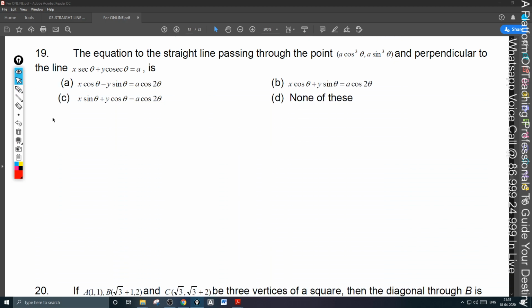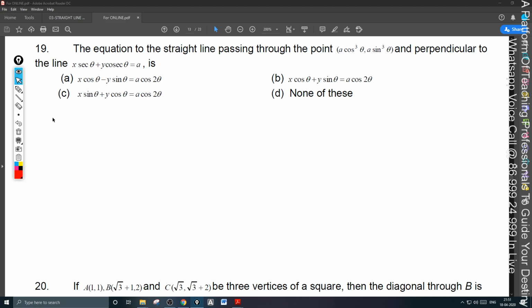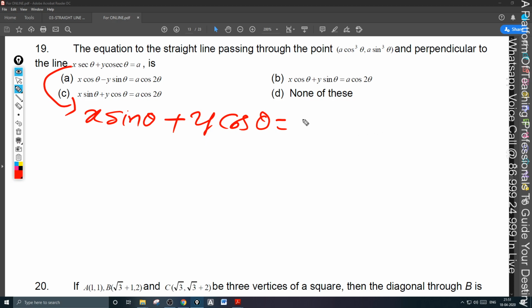The equation of the straight line passing through the point (a cos³θ, a sin³θ) and perpendicular to the line. The options are given in terms of sine and cos, so you convert this to sine and cos. This is x sin θ + y cos θ = a sin θ cos θ.